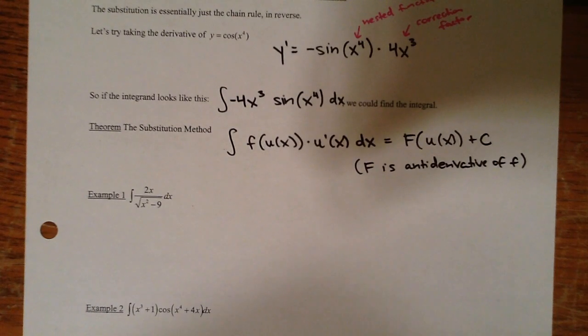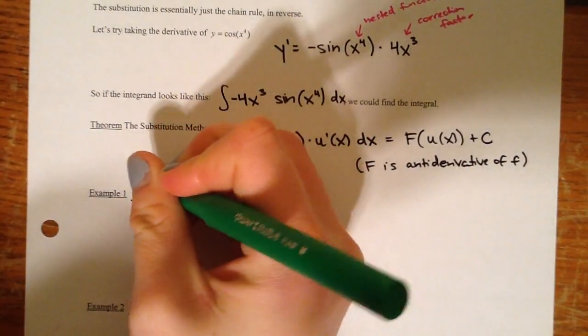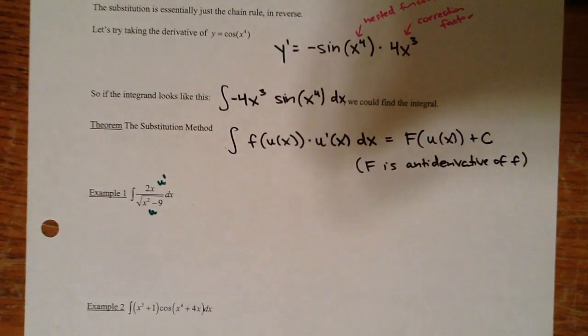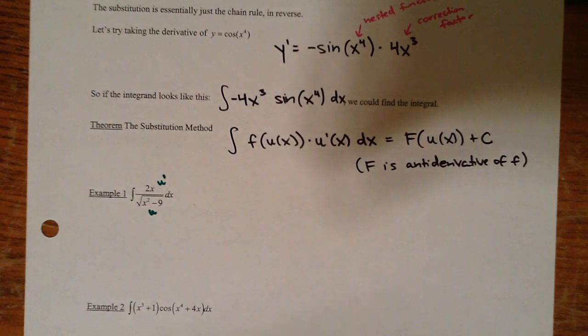Okay, so we've got the pieces that we need. So the x squared minus 9 is u. The 2x is u prime. We've got both of the pieces that we need. And this is the notation that we're going to use. And this is going to seem a little weird, but like I said, once we get going on these, it'll be second nature.